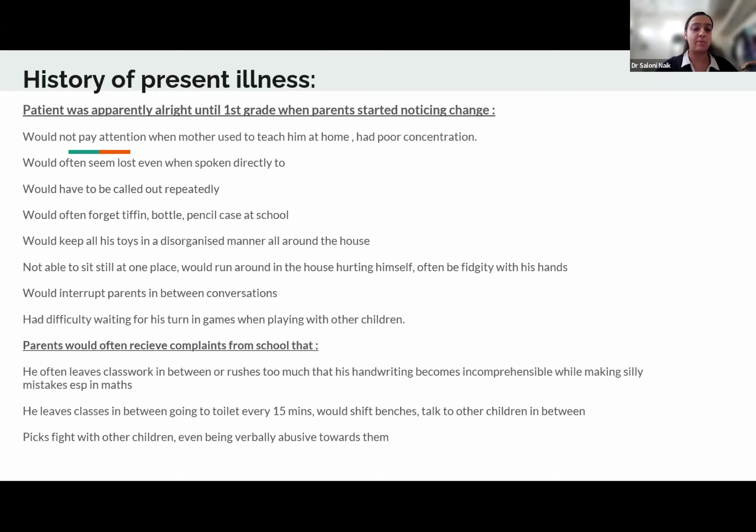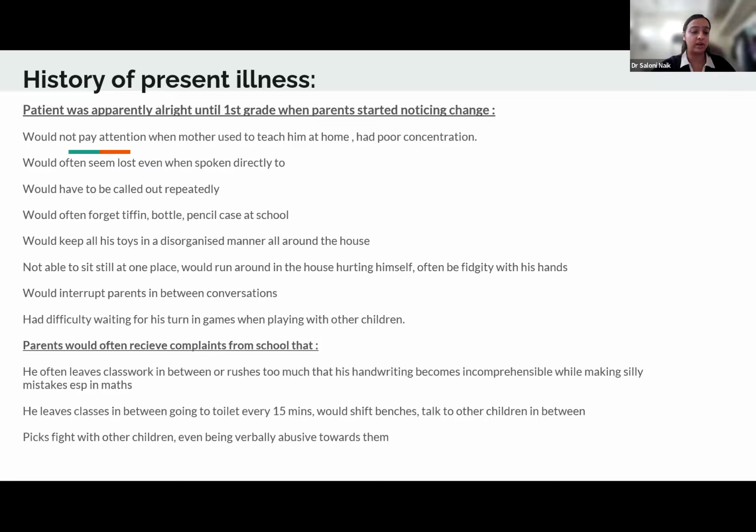History of present illness: patient was apparently all right until 1st grade when parents started noticing change, that he would not pay attention when mother used to teach him at home, had poor concentration, would often seem lost when spoken to directly, would have to be called out repeatedly, would often forget tiffin, bottle, pencil case at school, would keep all his toys in a disorganized manner all around the house. He was not able to sit still at one place, would run around in the house hurting himself, would often be fidgety with his hands, would interrupt parents in between conversation and had difficulty waiting for his turn in games when playing with other children.